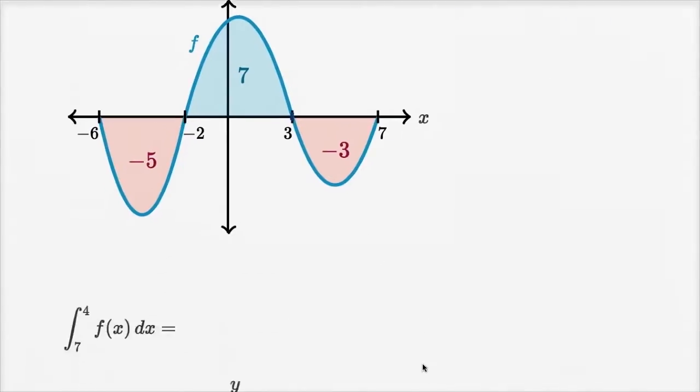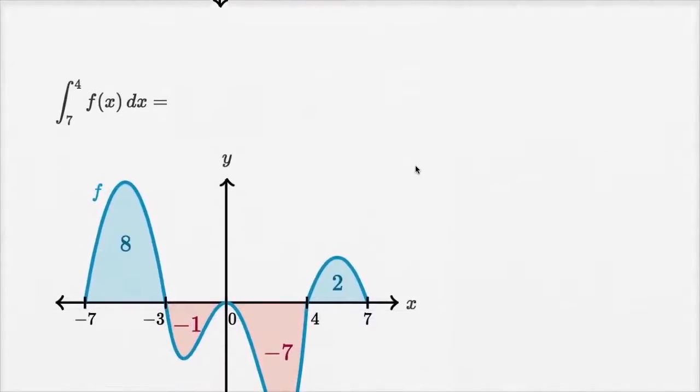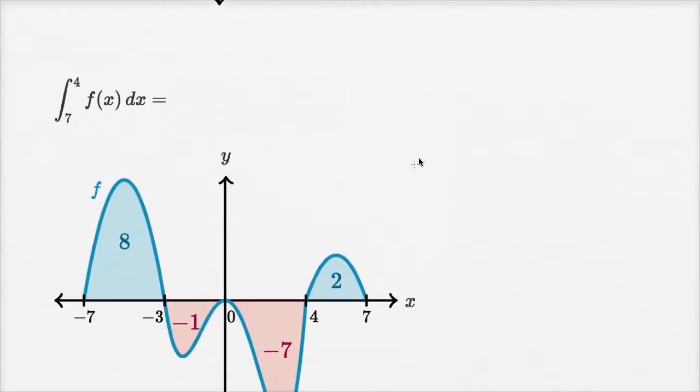Let's do another one. So here, we want to find the definite integral from 7 to 4 of f of x dx. So we want to go from 7 to 4. Now you might be tempted to say, okay, well look, the area between f of x and x is 2, so maybe this thing is 2.